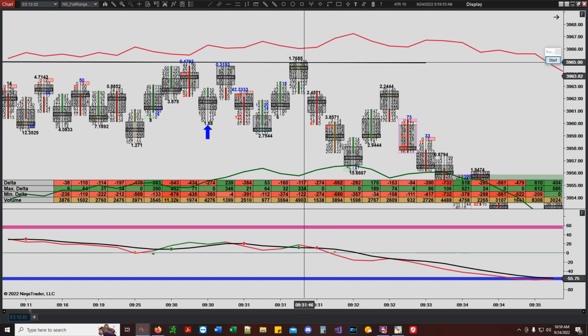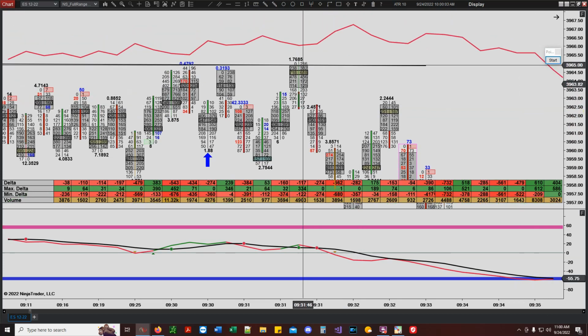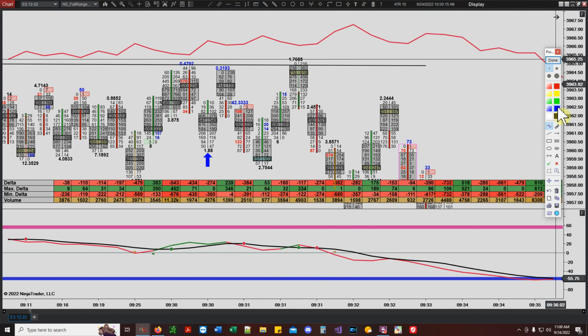A lot of buyers got trapped up here. 216. And it sells off. Minus 160, minus 117. Boom, minus 274. Right here, you got a crossover.